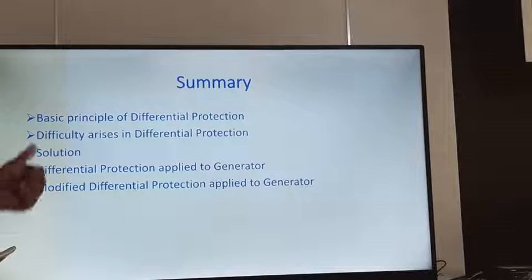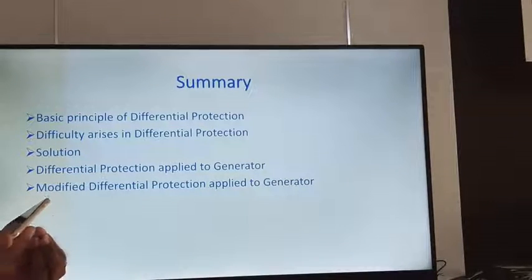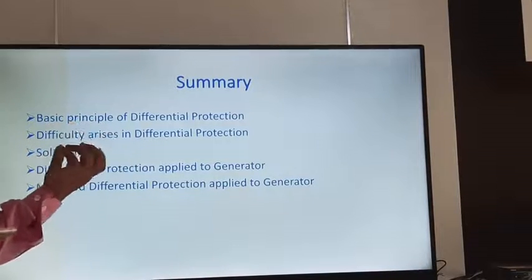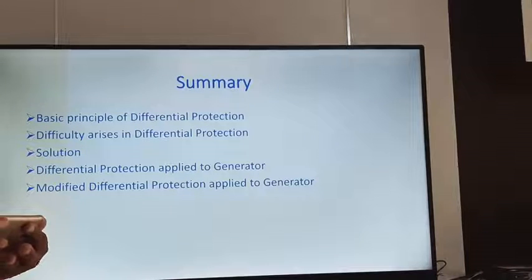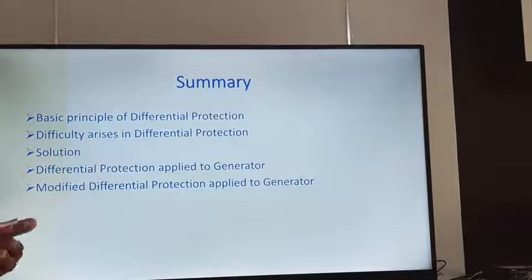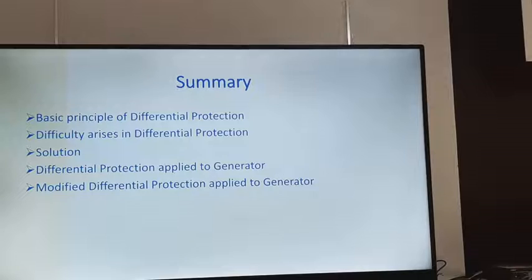Today we discussed the basic principle of differential protection. What is differential protection? It responds to any two electrical quantities. Difficulties arise in differential protection, such as the length of the pilot wire, finding the midpoint of the pilot wire, and the saturation of the CTs. The solution for finding the midpoint is to use the balancing resistor. For harmonic reduction, we have to use the harmonic eliminator. We also use the biased differential protection. Then we covered the differential protection applied to the generator and the modified differential protection applied to the generator.